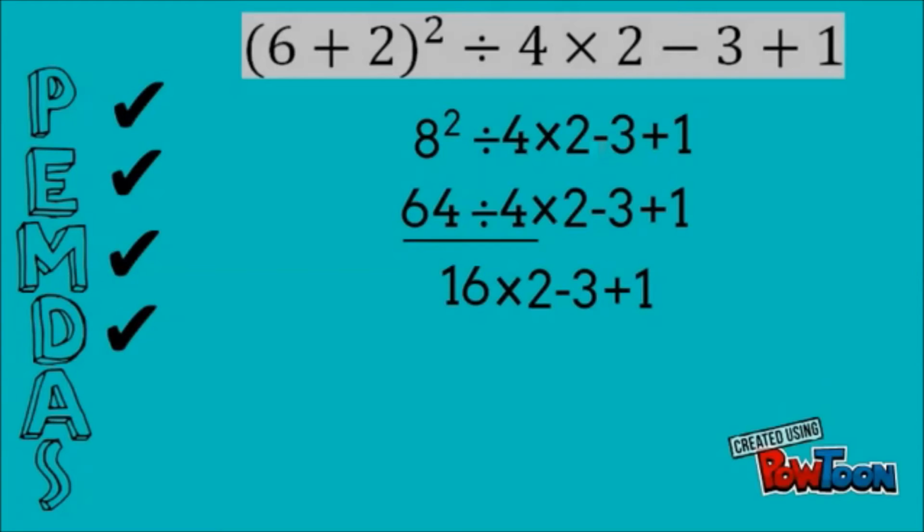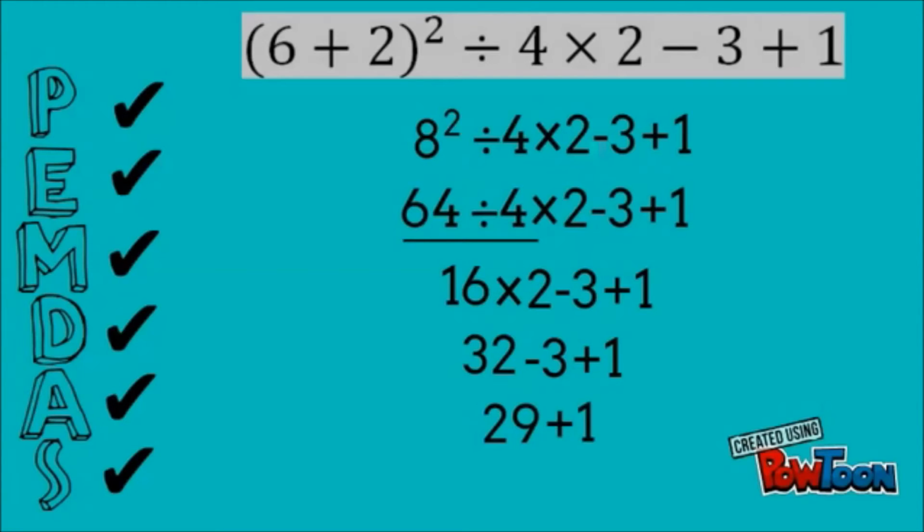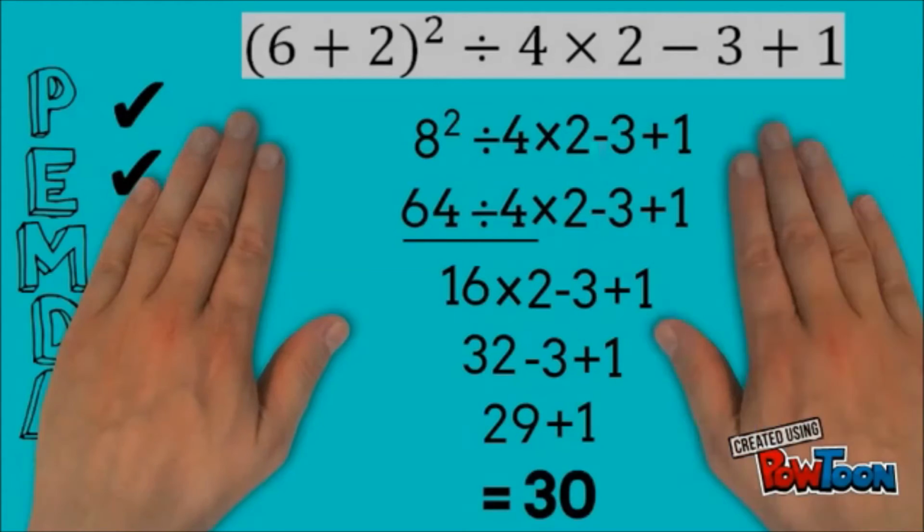So next we need to solve 16 times 2, which is 32. Bring down the minus 3 plus 1. And the last step to the order of operations is to add and subtract. All you have remaining are subtraction and addition signs, which you have to solve in order from left to right. 32 minus 3 is 29, and 29 plus 1 is 30. So the answer to this math expression is 30.